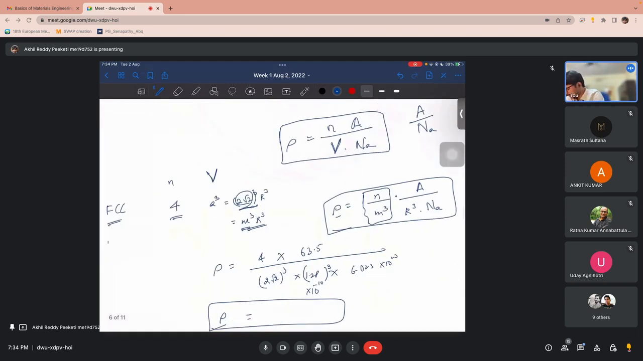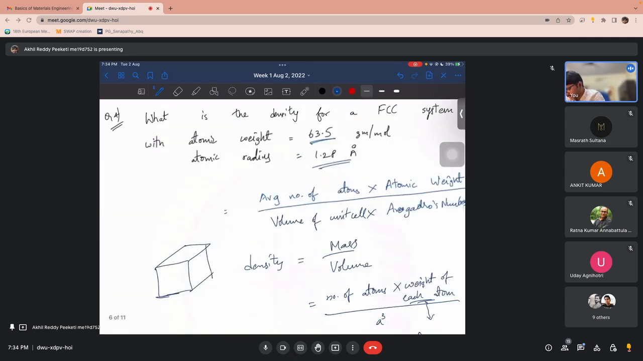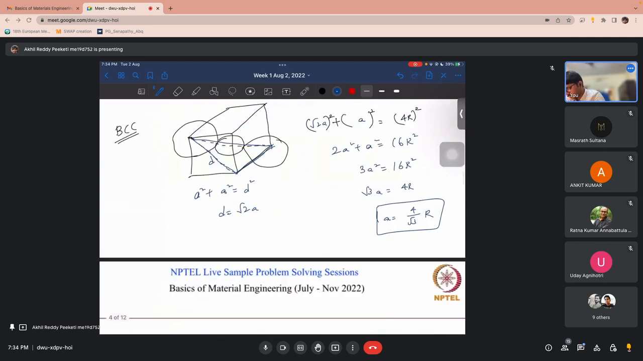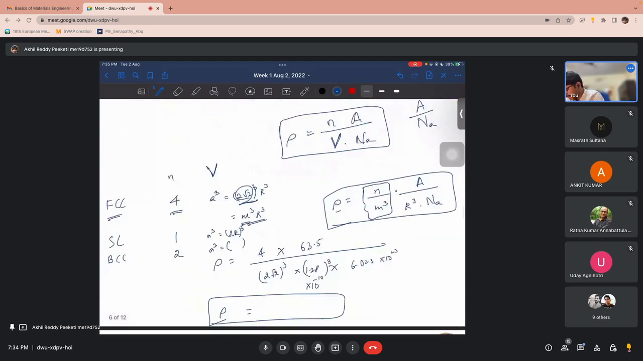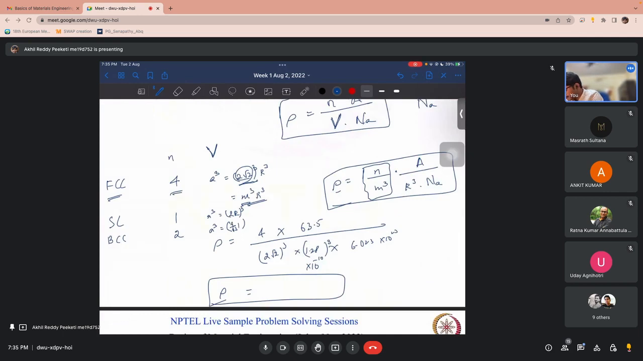Similarly, simple cubic will have n as 1 and a cube is 2r whole cube, and body centered cubic will have n as 2 and a being 4 by root 3 r, whole cube. So this way, if you know the crystal structure, you can estimate the density, or if you know the density, knowing the atomic weight and the atom radius, you can estimate what the crystal structure should be.